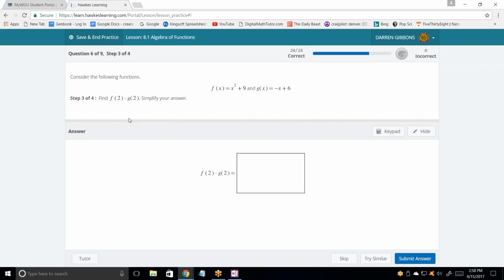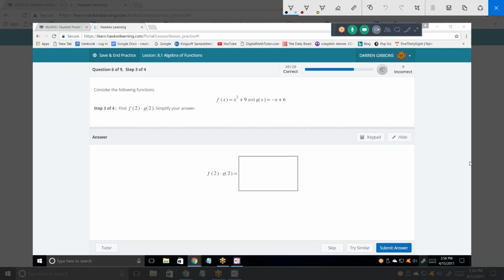This one is very simple multiplication, and I don't think we need to, they didn't say what is f of a times g of a. Had they said that, we would actually have to perform that multiplication. But this is what we're going to do. This is what I should have done last time. Just write it like that. And now, that's that times that, and they want f of 2, so what's f of 2? 13, and g of 2 over here is 4.